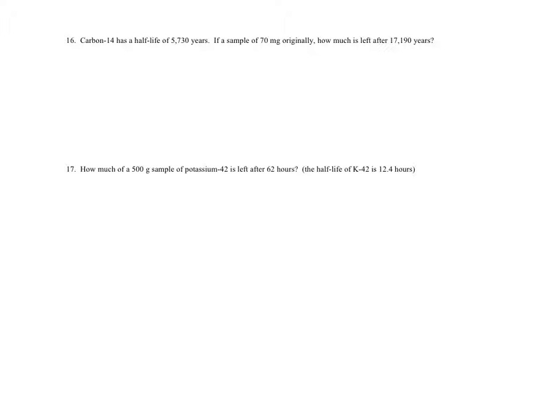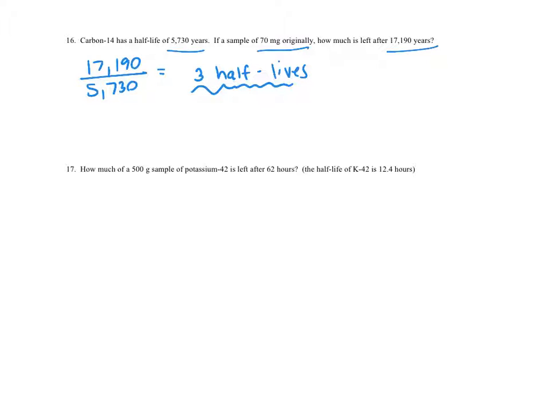Okay, so carbon-14 has a half-life of 5,730 years. If a sample of 70 milligrams originally, how much is left after 17,190 years? So it's very similar to the one we just did. If you're given 2 times, you're going to take those 2 times and you're going to divide them. You're going to divide by the half-life to figure out how many half-lives you can go through in that given time. So we're going to figure it's 3 this time.